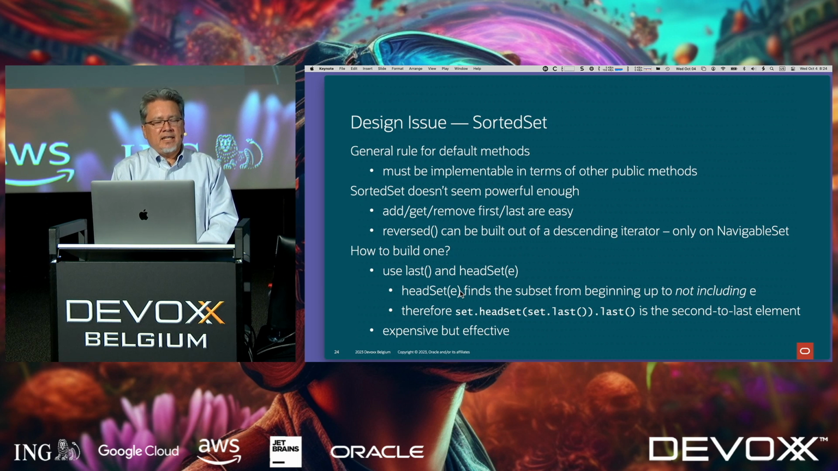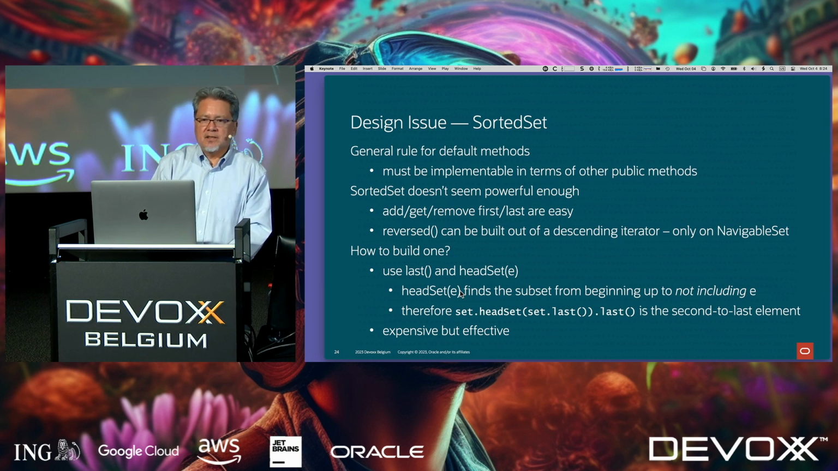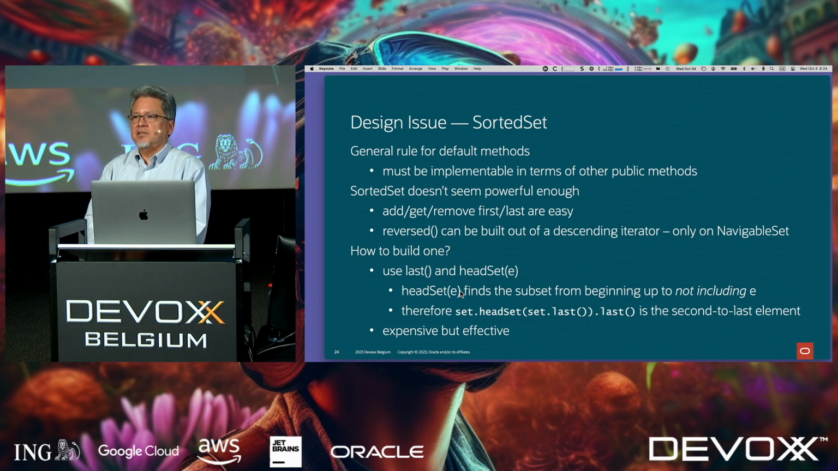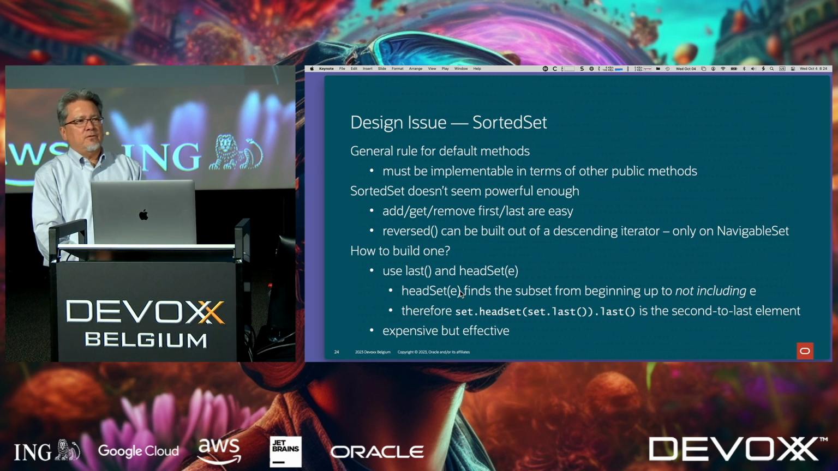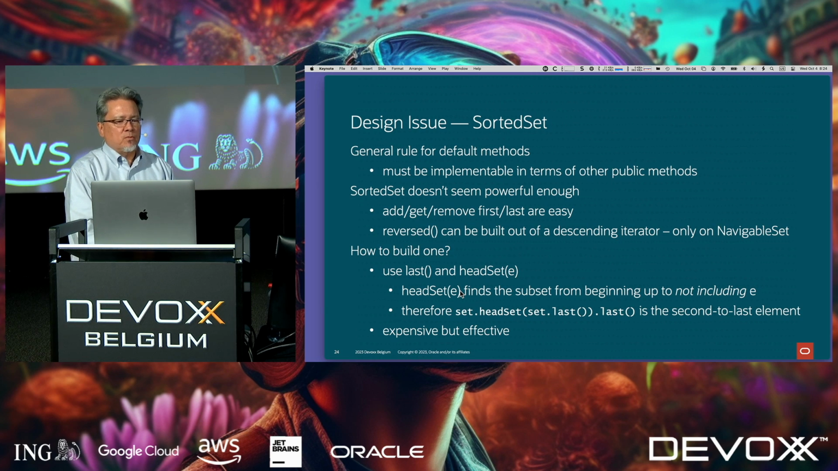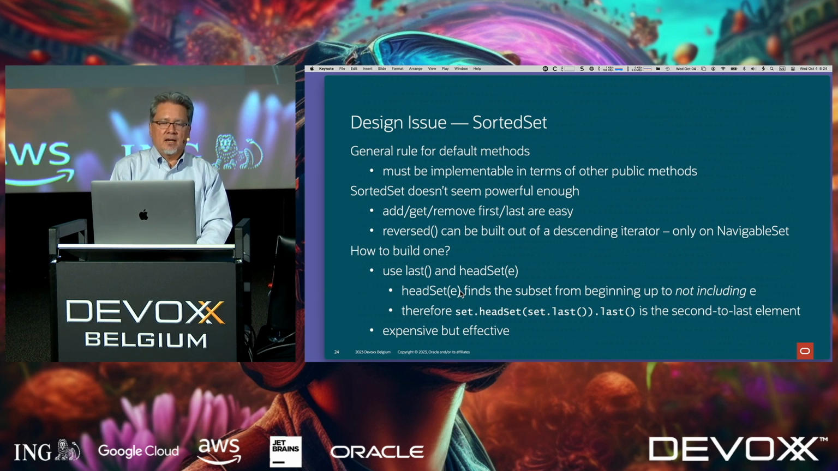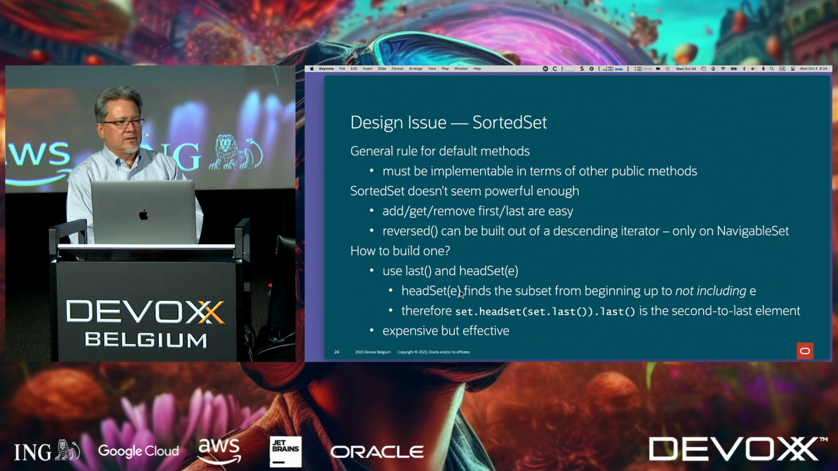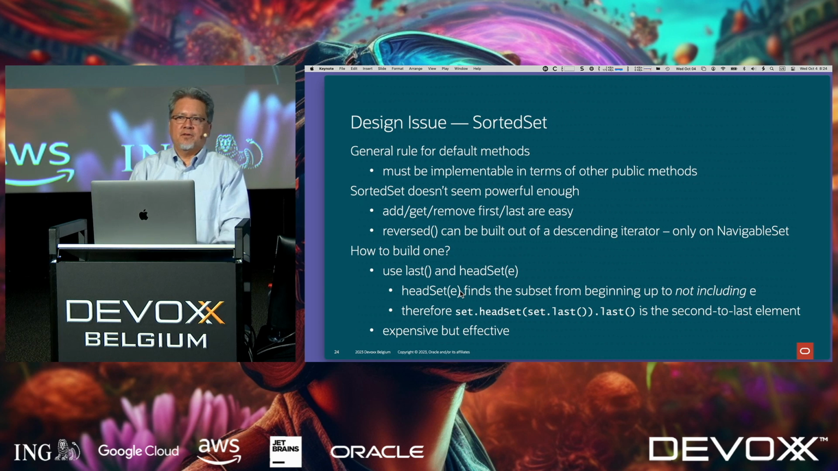So when designing these new interfaces, there was this question of what to do with sorted set, because if you look at what the operations are available on sorted set, it doesn't seem powerful enough. And the reason is that if you're adding default methods, in fact, all of this stuff I'm talking about, moving methods around, all of these are default methods. And so that's how we can modify interfaces without breaking compatibility.